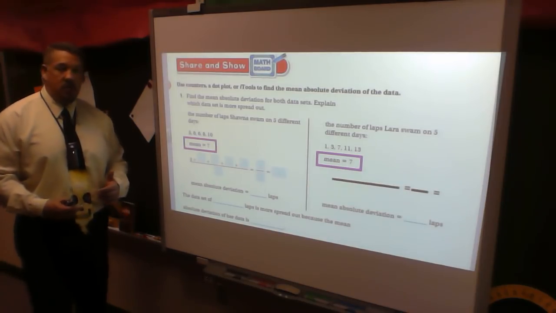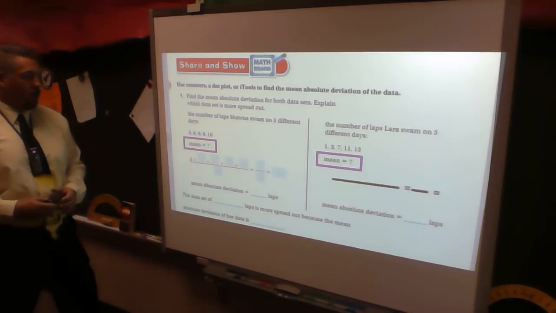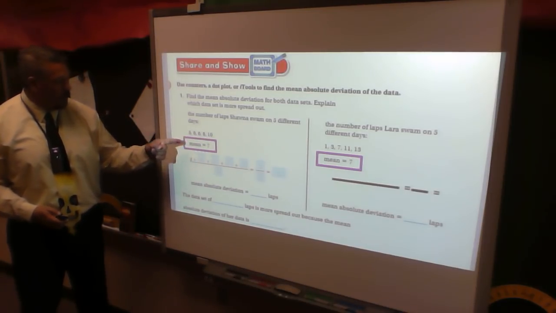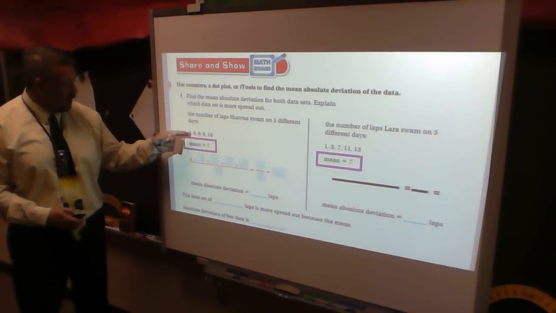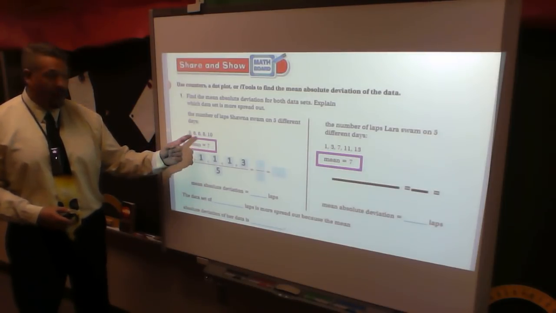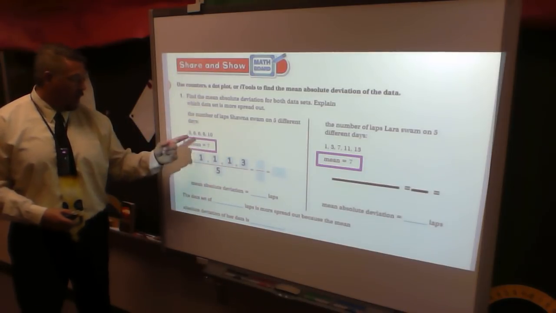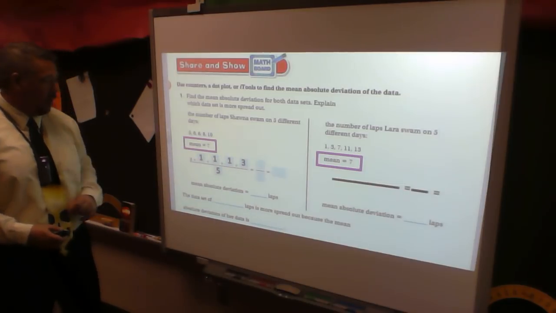Then I know I have to start with where my mean is, subtracting with the data points. So I'm going to take 7 minus 5, that's where the 2 came from. 7 minus 6 is 1. 7 minus 6 is 1. 8 is larger than the 7, so I start with 8 minus 7. 8 minus 7 is 1. And 10 minus 7 is 3.